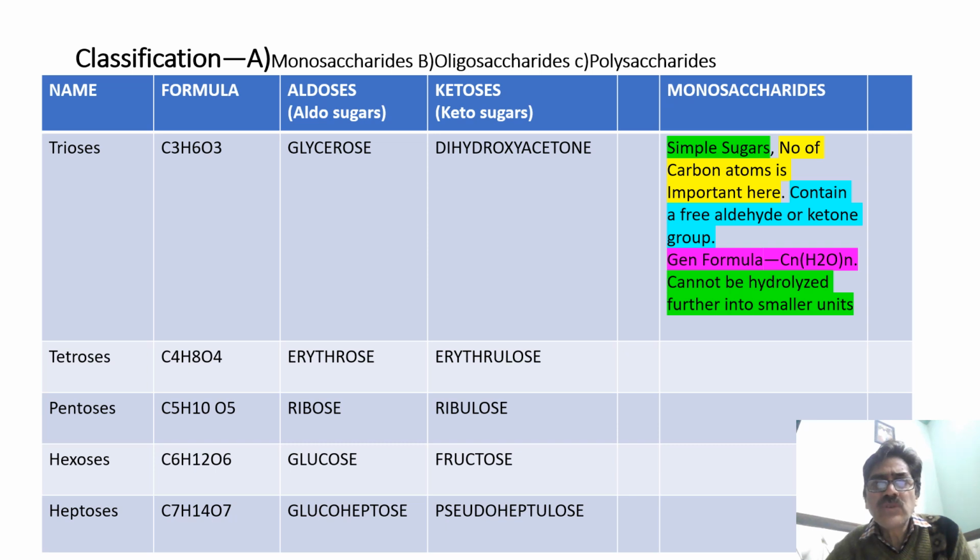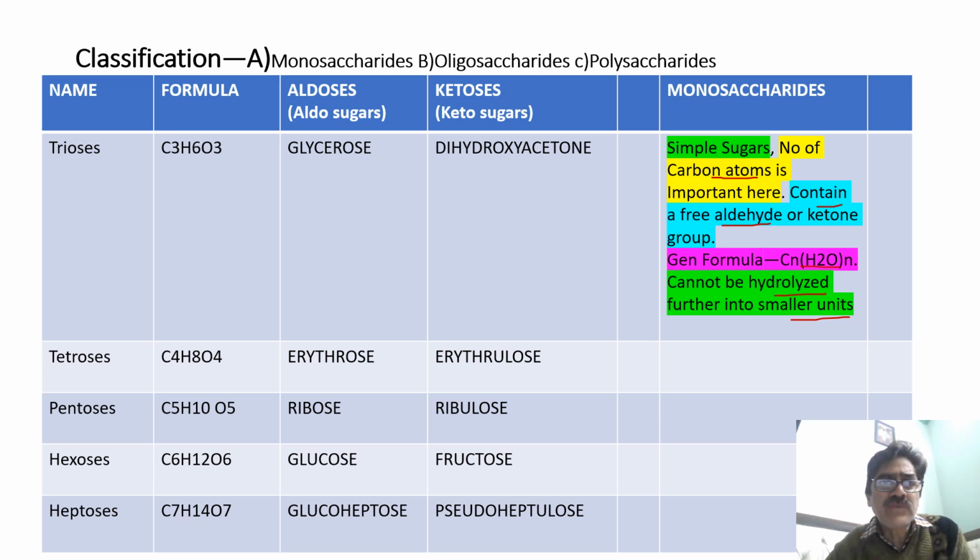Now we'd like to group monosaccharides. Monosaccharides can be further grouped on the basis of the number of carbon atoms they contain. Monosaccharides, no doubt, are simple sugars. They contain a free aldehyde or ketonic group. This is the general formula written over here. They cannot be hydrolyzed further into smaller units. This thing we need to remember in mind.